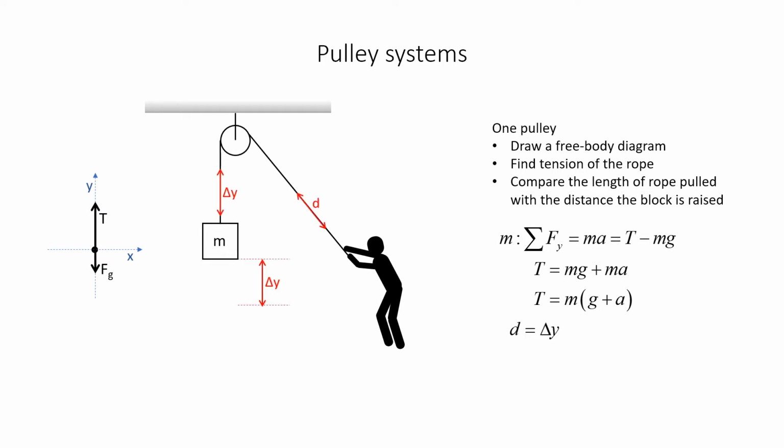We'll let the distance that the block is being raised be delta y. That's the same as the amount of string pulled above the block. And also, since one pulley is just changing the direction of the tension force, that's the same amount of rope that you're pulling. So D equals delta y.